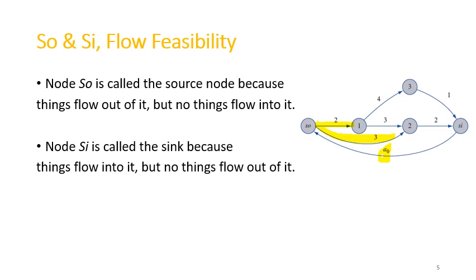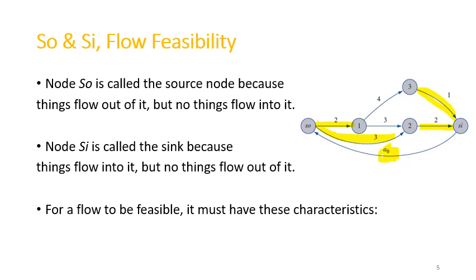For node sink, everything flows into it, nothing goes out of it. Again, for the time being, ignore this artificial arc, okay? So if you ignore this A0 in the bottom, you can see that everything just flows into the sink. Nothing flows out from the sink.